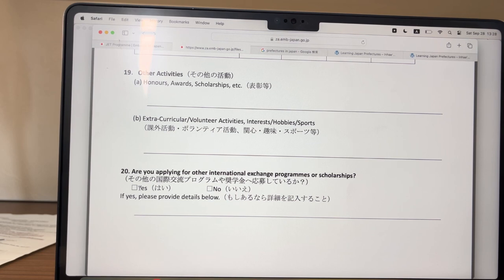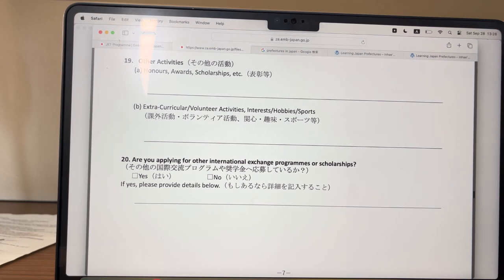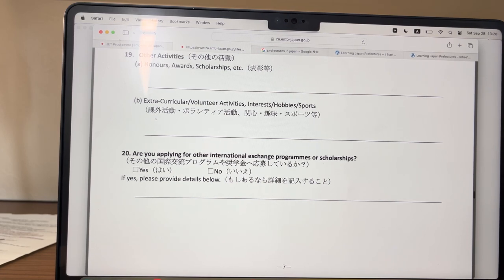Are you applying for any other international exchange programs or scholarships? If you are, then you will tick yes or no. If maybe you are also applying to go and study abroad, then you will say yes. But in my case, I would say you must just stick to no, because they want to be sure about you. What if they choose you and then next thing you say, I cannot continue with the JET program because I got offered a scholarship to go and study in Germany? They want safe options, so be safe.